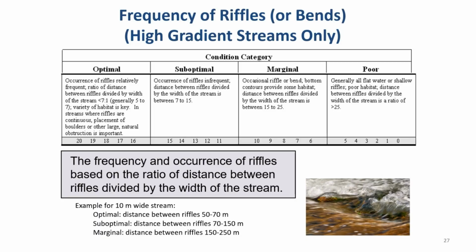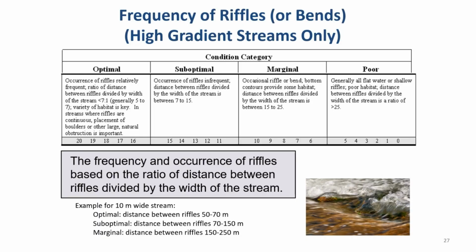If it's optimal, the occurrence of riffles is relatively frequent, with a ratio of the distance between riffles divided by width of the stream is greater than 7:1. And I know it says less than, but I think that we need to fix that.